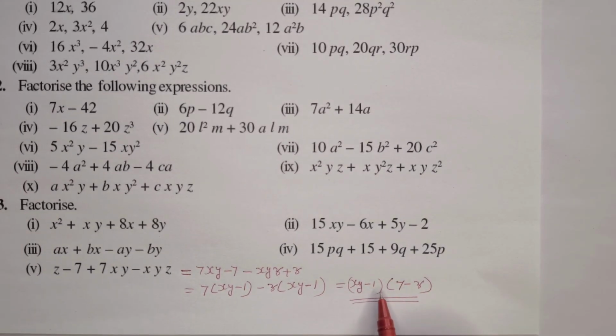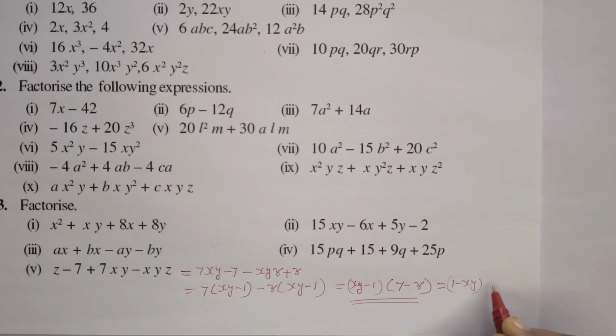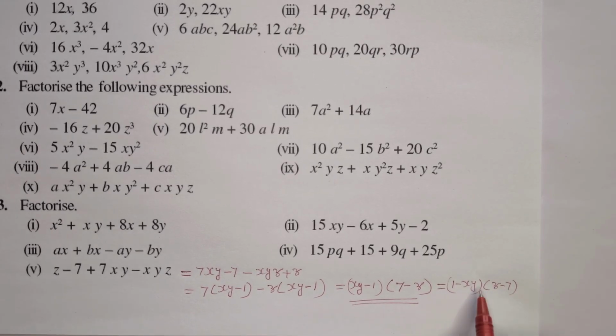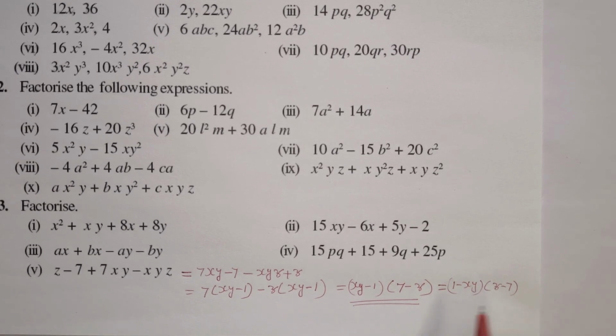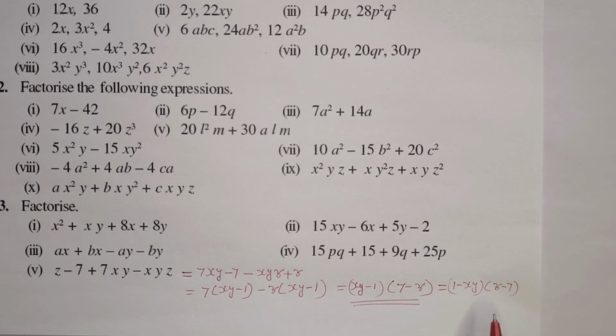Now if we take minus 1 out from both the terms, then we can write it as 1 minus xy into z minus 7. So in MCQ questions or anything, according to the option we can rearrange that. When we take minus 1 out from both the terms, minus 1 into minus 1 gives plus, and the terms we can interchange. In place of xy minus 1, we can write 1 minus xy, and 7 minus z as z minus 7. So anyway we can write the answer.